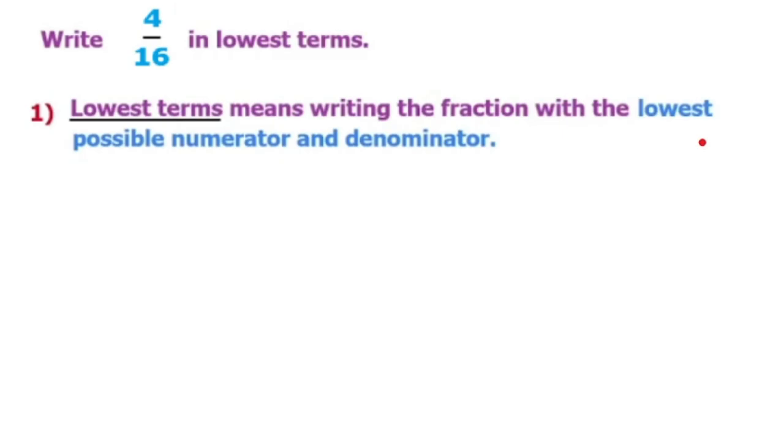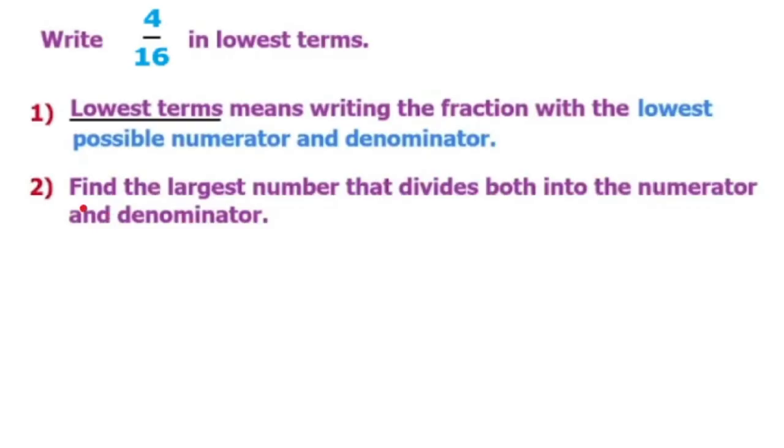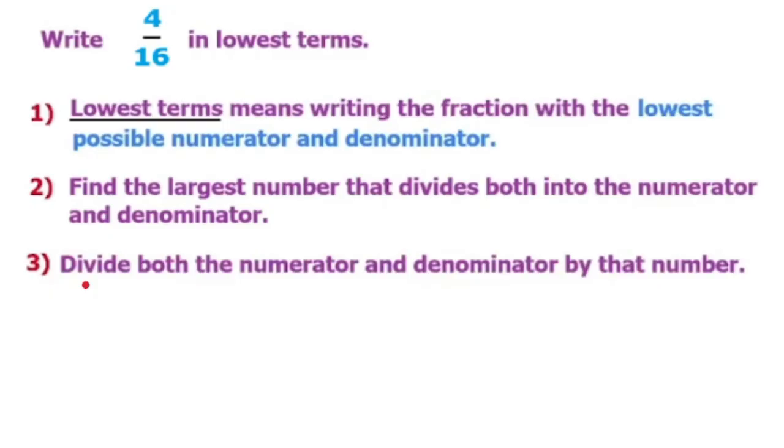So remember, equivalent fractions are different fractions that represent the same portion of a whole. So in a way, we're just trying to find an equivalent fraction that is in the lowest terms. Okay? So the next thing to do is we find the largest number that divides both into the numerator and the denominator. And then once you find that, you divide both the numerator and the denominator by that number.